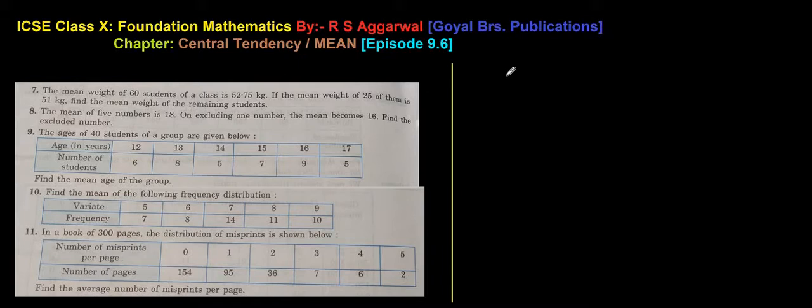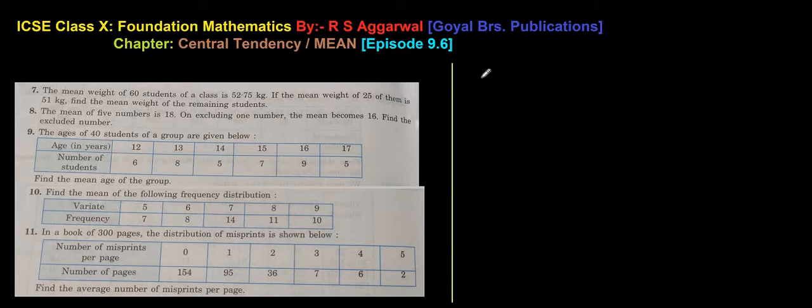We are with chapter Measures of Central Tendency and we are with mean. This is episode 9.6 and we are going to solve some sums from the textbook exercise 25, sum number 7. The mean weight of 60 students of a class is 52.75 kg. If the mean weight of 25 of them is 51 kg, find the mean weight of the remaining students.